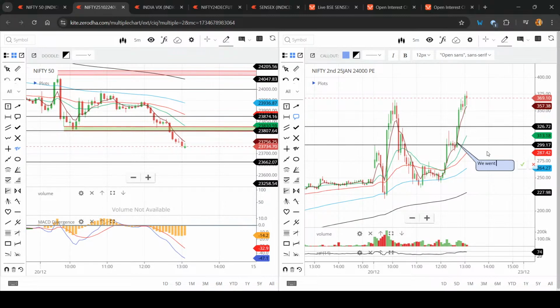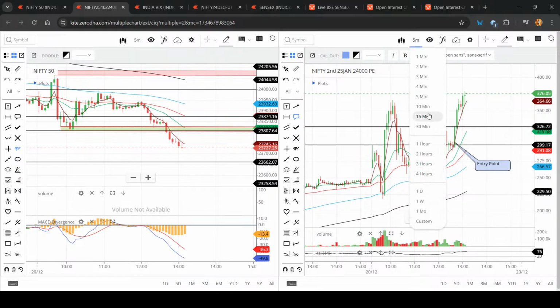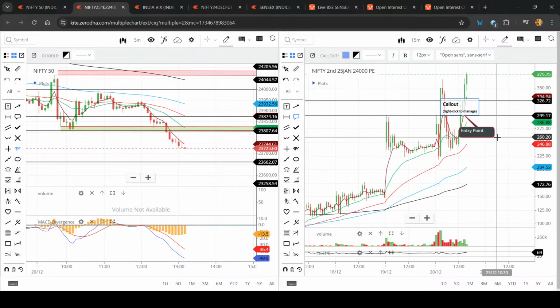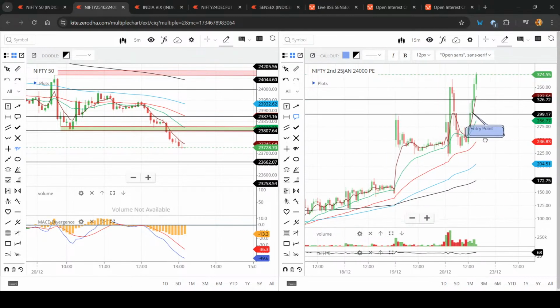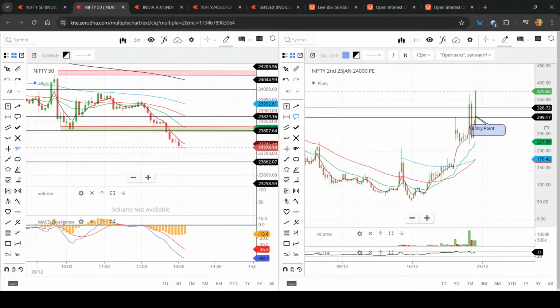We can mention the entry point. And as I've mentioned, our trailing stop loss would be the 20 MA, whatever the time frame. If it is for 2 to 3 hours, you should be tracking the 15 minutes. If at all you want to take it home for the next couple of days, you should be on the 1 hour.